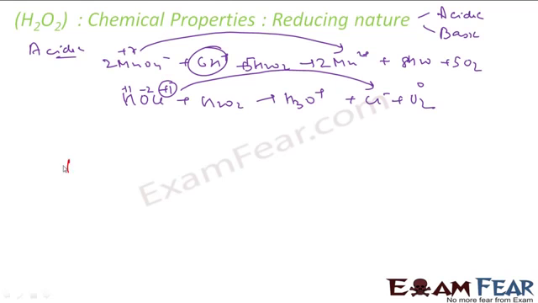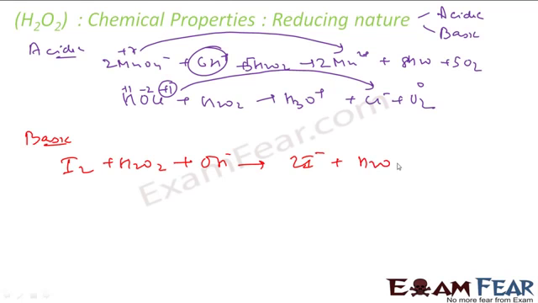So let's react iodine in basic medium. Iodine will react with H2O2, and let's have some OH minus here. So it will give you I minus: 2 iodines give 2 I minus plus H2O.